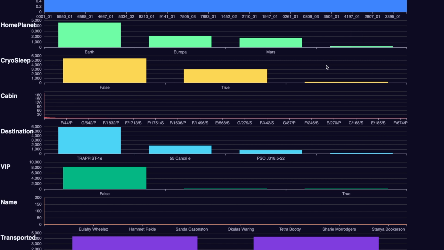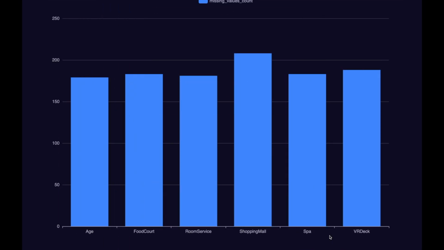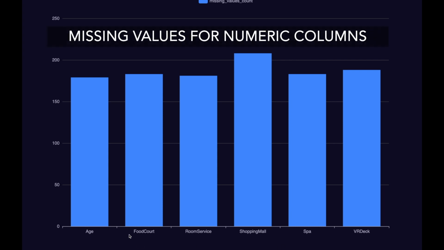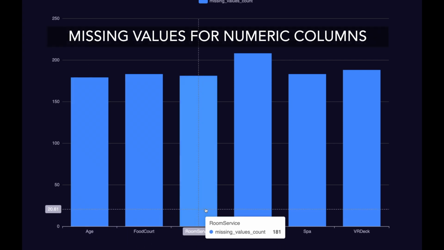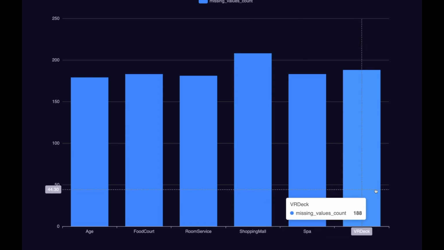Now let us also analyze the field cabin. And once again, like passenger ID, there are too many values. So probably we can also split the cabin into three parts based on the slash. Now let us also analyze the missing values. So here is a bar chart which indicates the number of missing values for the numerical columns. And we observe that all the numerical columns have got missing values.